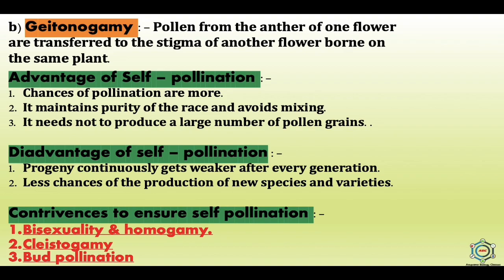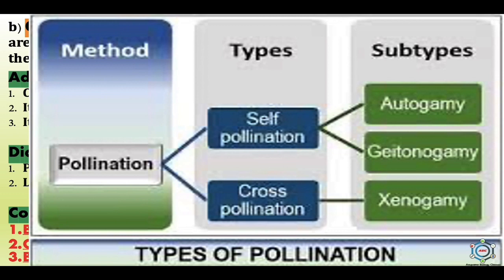Now, here you can see the pollination is of 2 types. First one is self-pollination and second is cross-pollination. Now, this self-pollination is divided into 2 parts, that means subtypes, autogamy and geitonogamy. And the cross-pollination is divided into one part, that is xenogamy, or the cross-pollination also known as xenogamy.